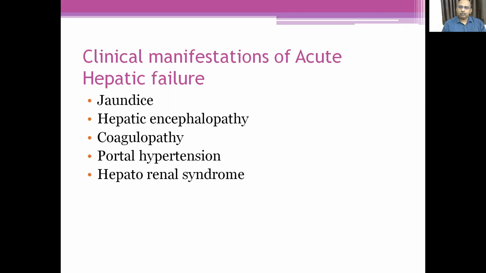Portal hypertension is nothing but a dilatation of the portal venous system, so that blood stasis will be there, so that there will be a formation of hemorrhoids, or there will be formation of esophageal varices. Okay, then hepatorenal syndrome: because of these metabolic alterations, there will be a renal failure. That is hepatorenal syndrome. So these are the clinical manifestations of acute hepatic failure.